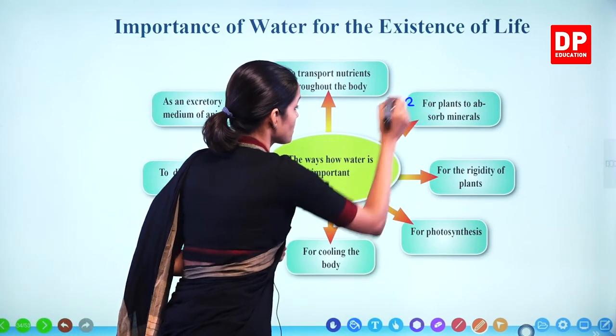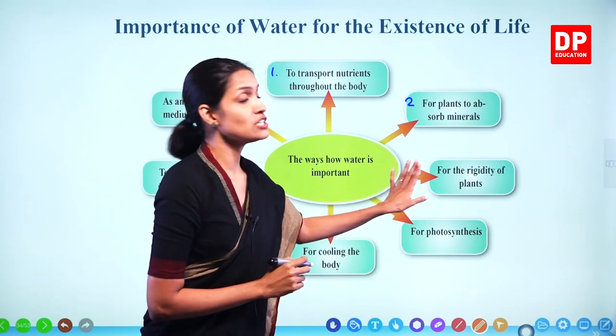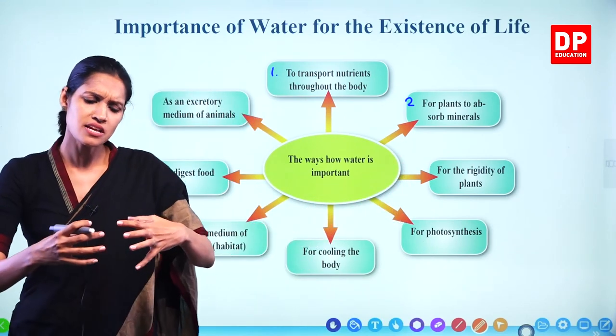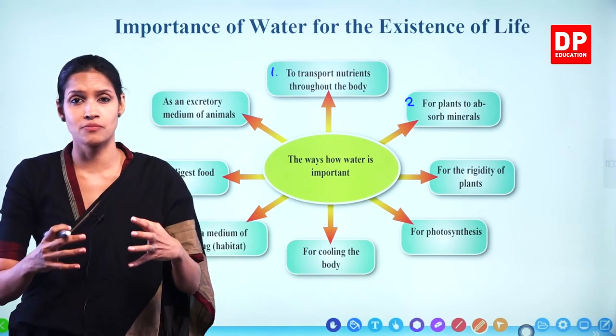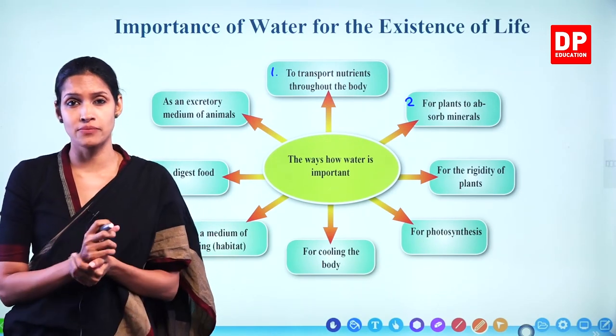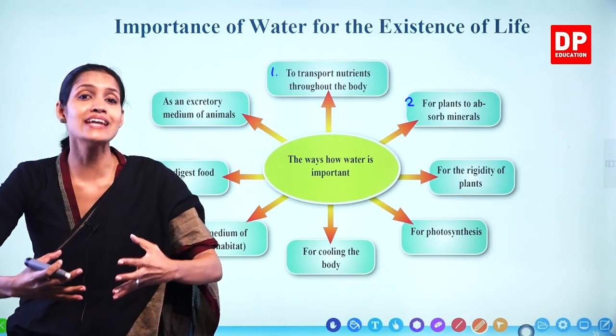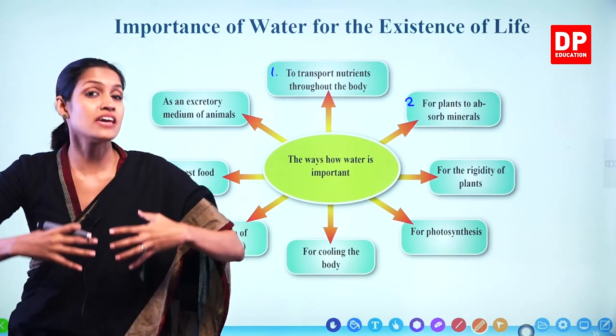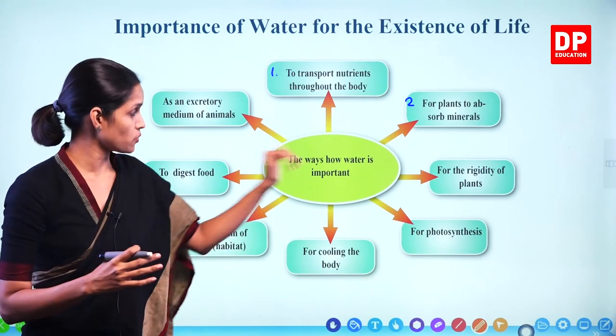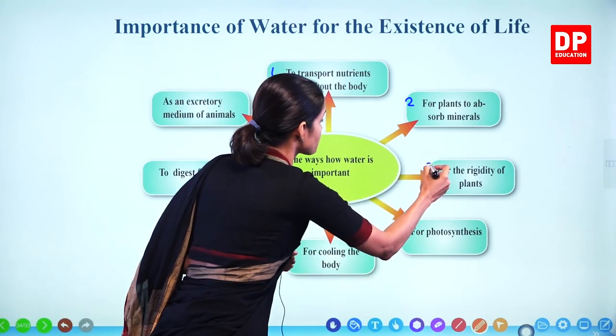Okay, and for the rigidity of plants, there are some small plants like herbs. They don't have a very strong stem or they don't have a woody stem. So how do they stand erect? How do they stand straight, children? With the help of water. We are going to learn about this as well.